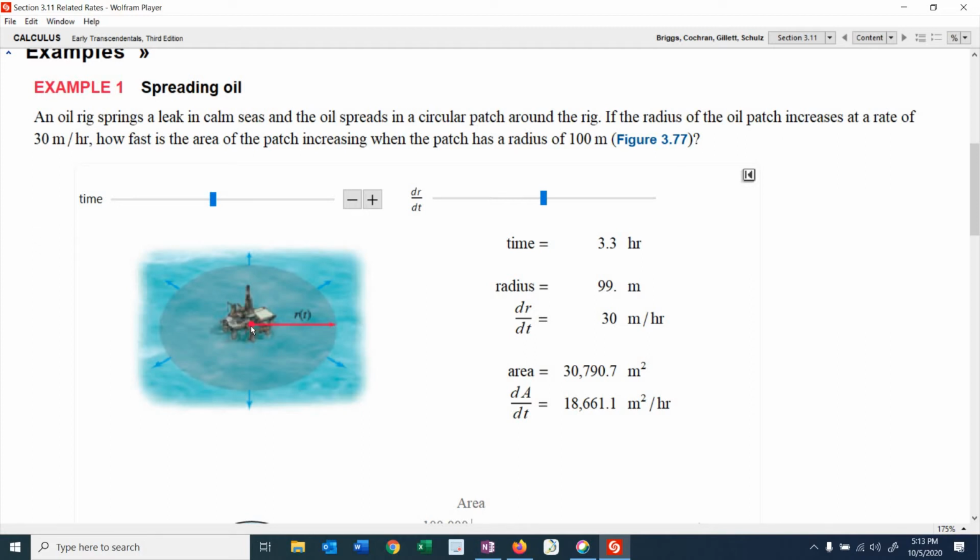Okay, so this is the point at which the oil leak begins. And the oil leak spreads in a circular fashion. The rate at which the radius of that circular oil leak is increasing is 30 meters per hour. What they want to know is how fast the area of the patch is increasing when the patch has a radius of exactly 100 meters.